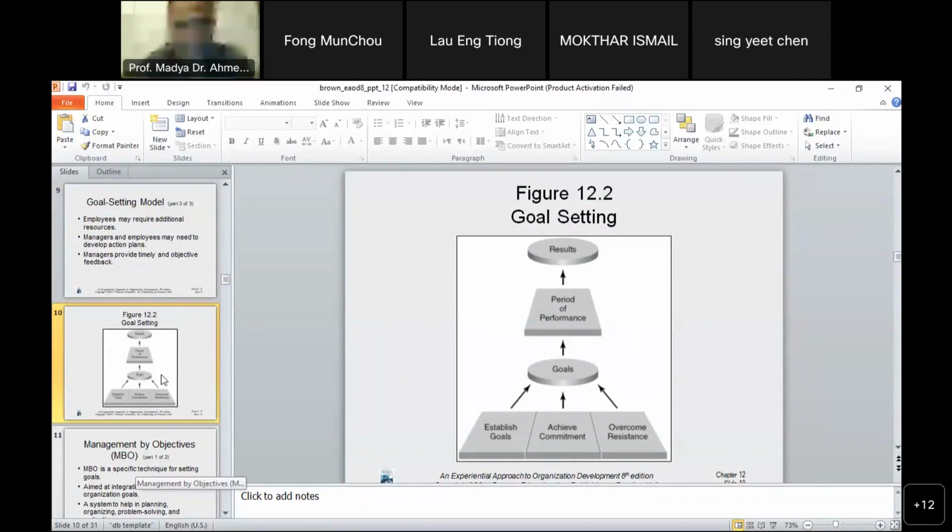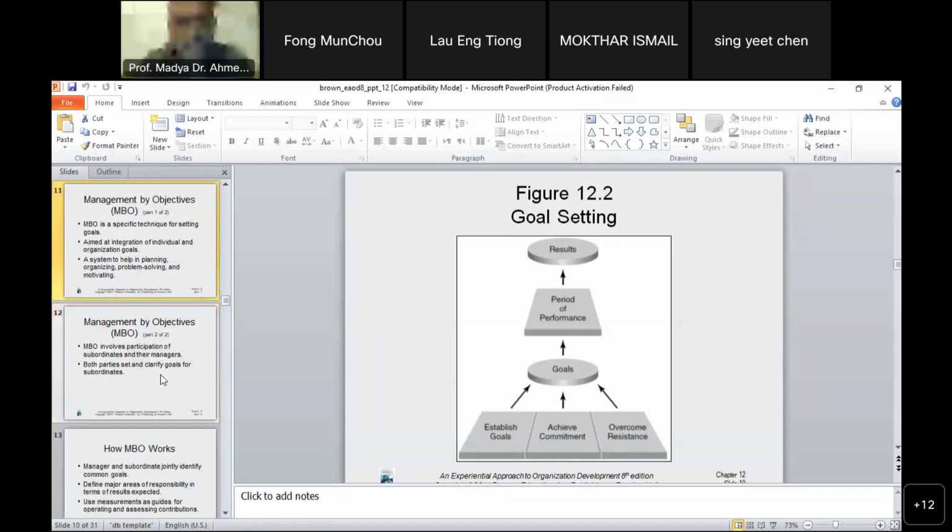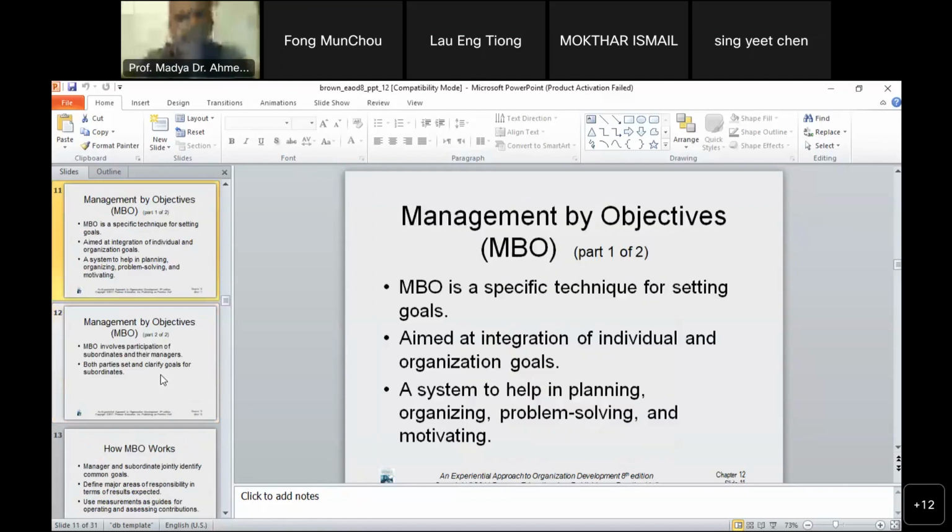Based on the results, we can see if we have already achieved the goal or we are lagging behind, and then, through the controlling process, we can start again to adjust our objectives to make sure that we are on the right track. So management by objectives is a very specific technique for setting goals, aimed at integration of individual and organizational goals.